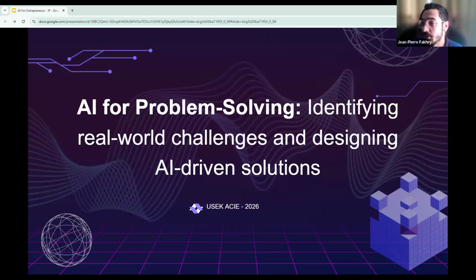Anyway, for today, as we said, the topic will be AI for problem solving. We want to talk about how we can identify real world challenges and look into designing AI-driven solutions. The audience here is anyone who's a founder or looking to be a founder, a student, an innovation builder, anyone interested in building. The goal is to move from problem awareness to a solution design.